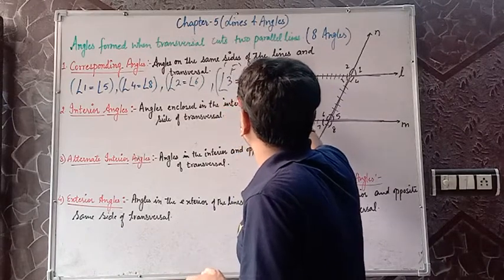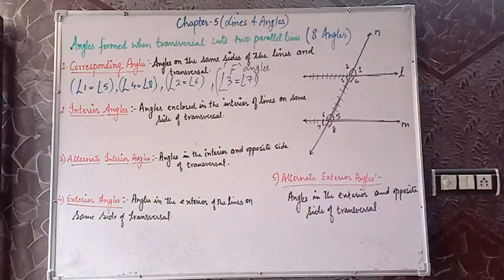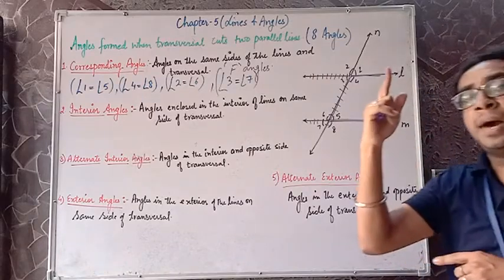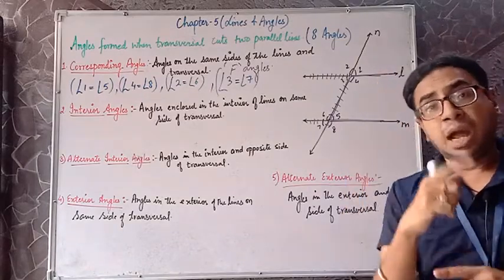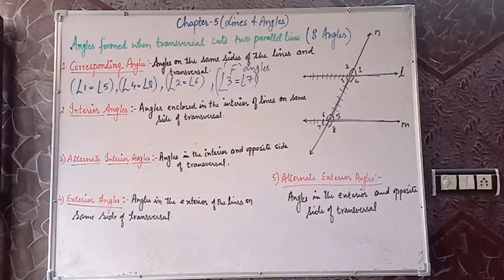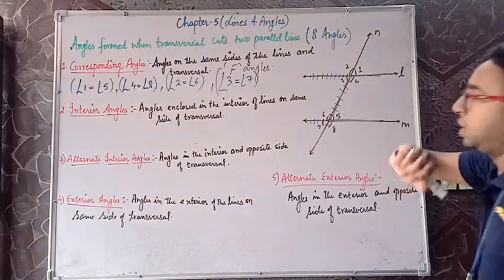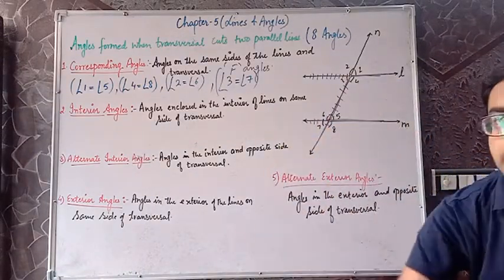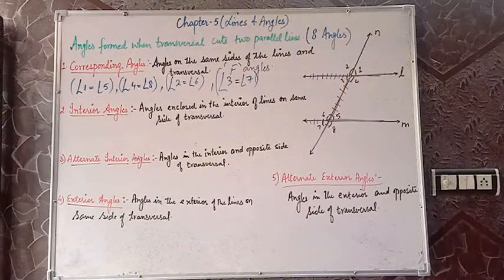I hope I am clear with corresponding angles. Corresponding: up, up, down, down, up, up, down, down. Do remember an F shape. Whenever you see angles forming an F shape, note down they are corresponding. Clear? Next, interior angles.